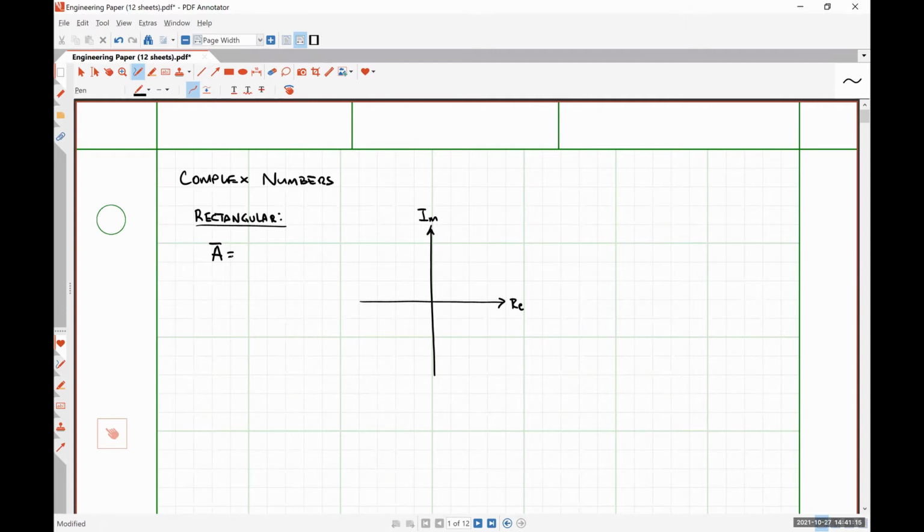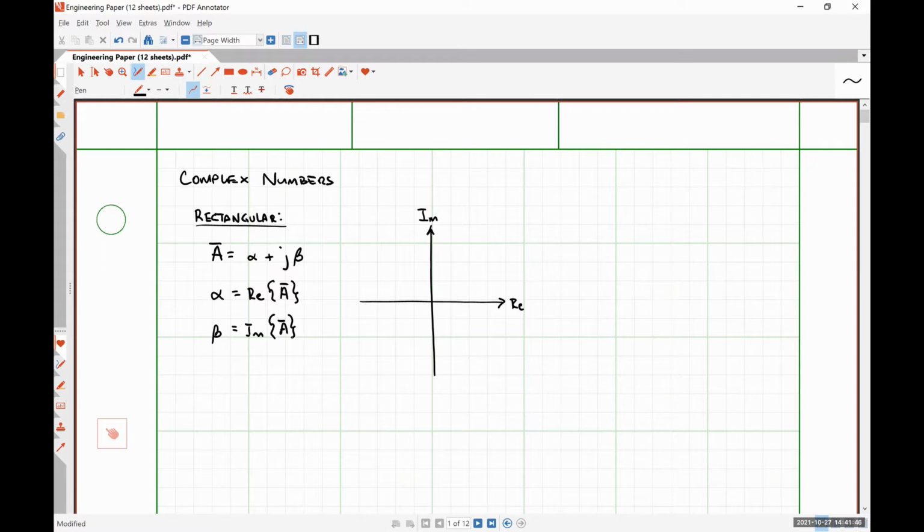I'm going to say that a complex number A will have some real component, alpha, plus j beta, where alpha is the real part of complex number A, and beta is the imaginary part of complex number A.